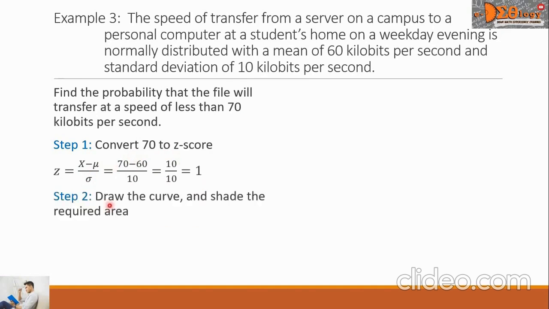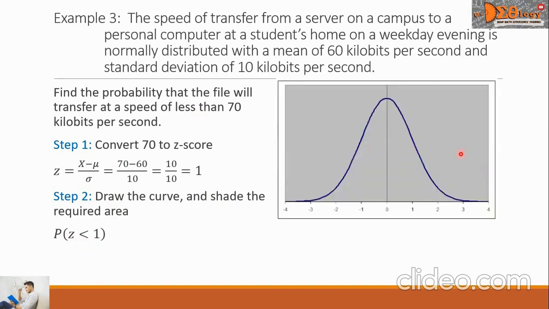For step 2, we will draw the curve and shade the required area. By the way, this problem less than 70 correspond to the probability that z is less than 1. Drawing the normal curve now, and let us identify the z which is 1, and it's here. When we say z is less than 1, we mean that the other half of the curve is included.